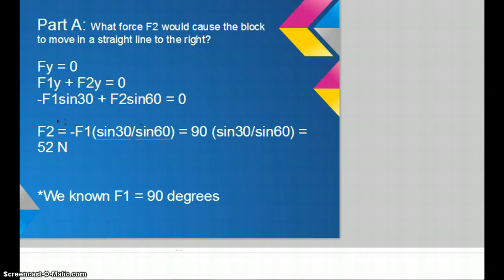now we have our equation for the forces, and we know that it's 0 because there's no net movement in the y direction. So basically you manipulate the equation so that you solve for F2, that's what you want, and we get F2 equals negative F1 sine 30 over sine 60. And we know F1 equals 90 because it was given to us. So we can solve to get 52 newtons. So that is part 1.